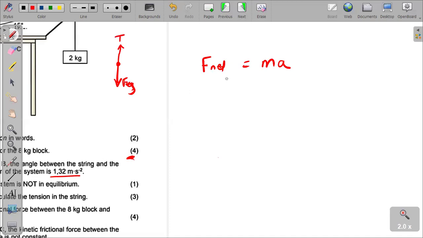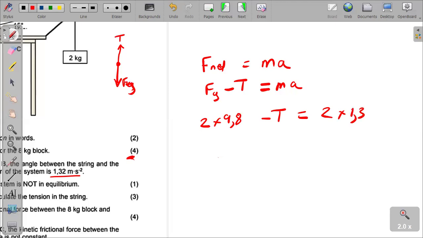Right, so we can simply say Fg, the gravitational force, minus T, the tension, is equivalent to ma. Right, so substituting what we have, 2 multiplied by 9.8, since gravitational force is equivalent to mg, minus T, the tension, is equal to 2 multiplied by 1.32. We have taken downwards as positive. So we can make T the subject. 2 times 9.8, that's giving us 19.6, minus T is equal to 2.64.